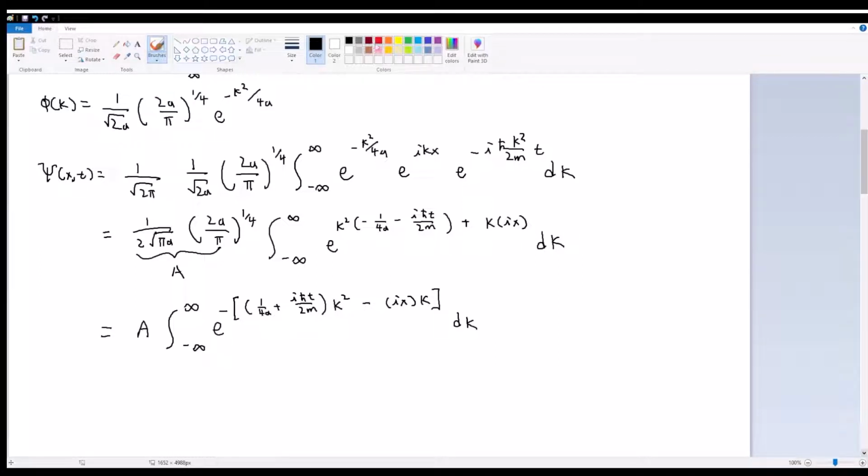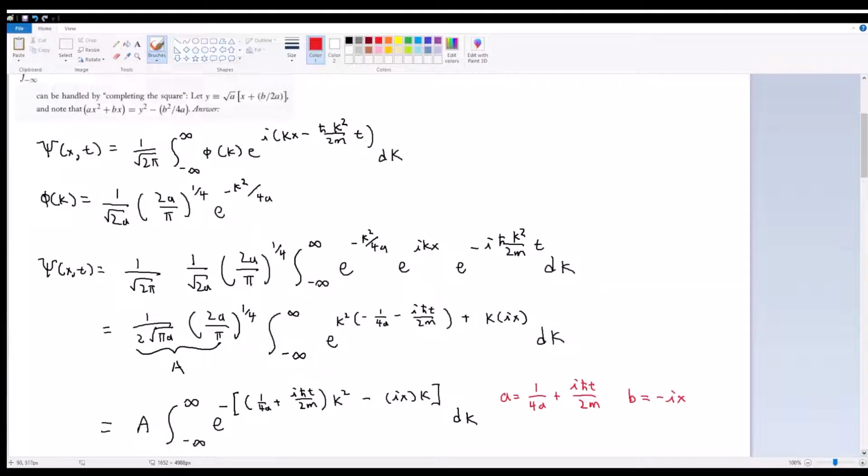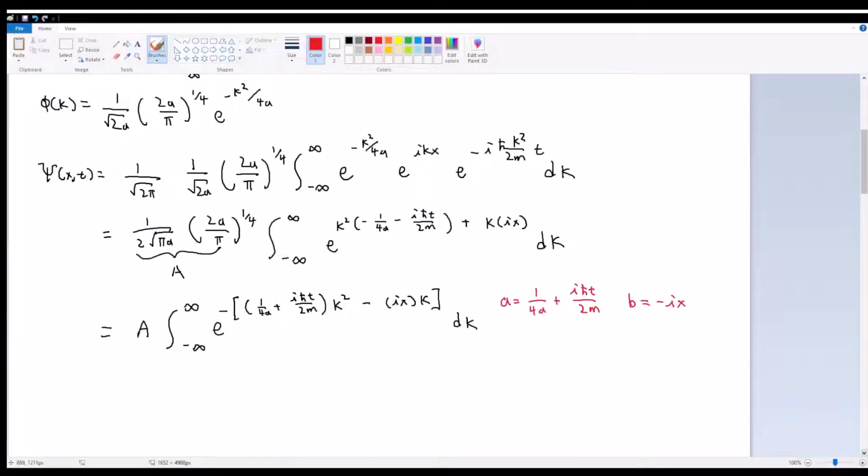So what we've done here is our a term is effectively equal to 1 over 4a plus i h bar t over 2m, and our b term is equal to negative ix, because remember, we're trying to get it into this form of ax squared plus bx, or ak squared plus bk.